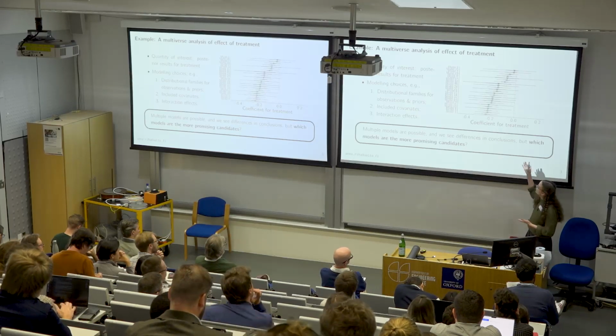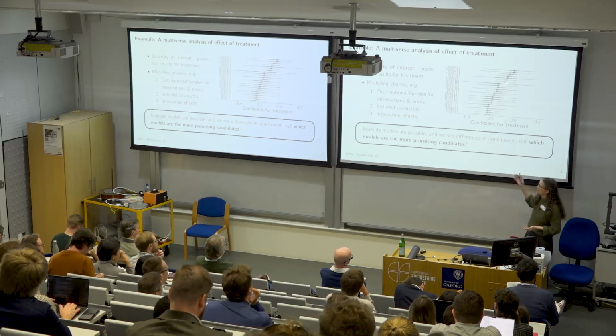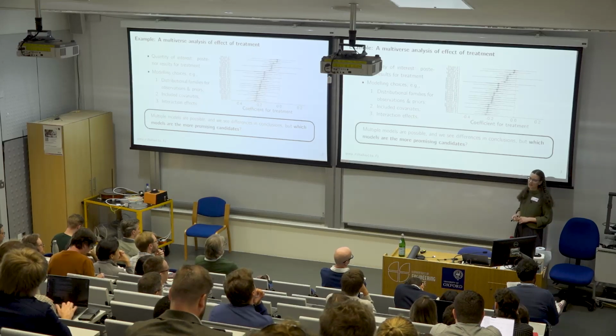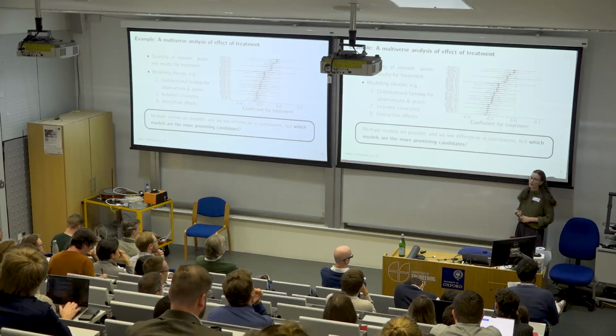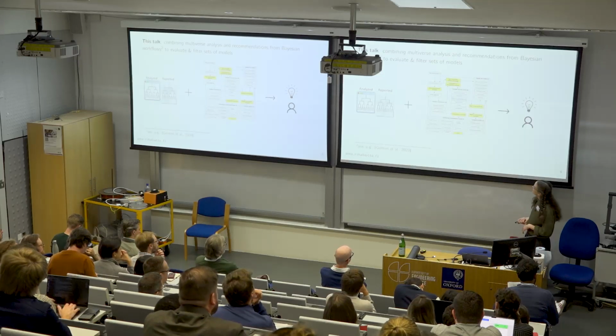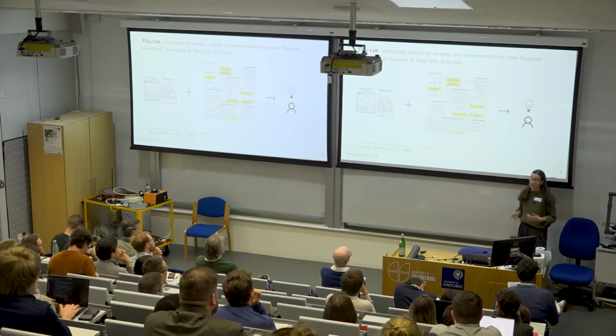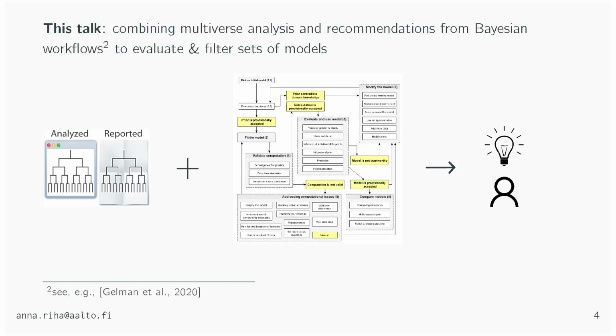But then we don't know from this plot which of those models are the more promising candidates, which of those models adhere to criteria of model quality that we care about. And so this is what this talk and this work is about. We want to combine multiverse analysis with recommendations from Bayesian workflow to evaluate and, in the end, filter such sets of models towards fewer models of higher quality.